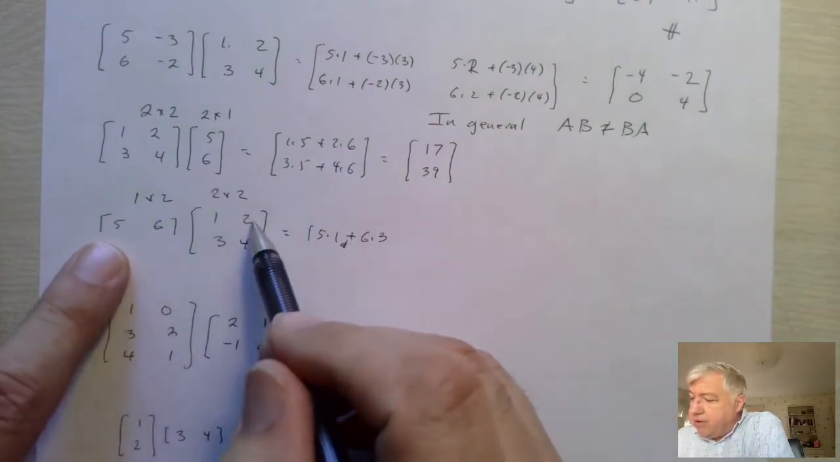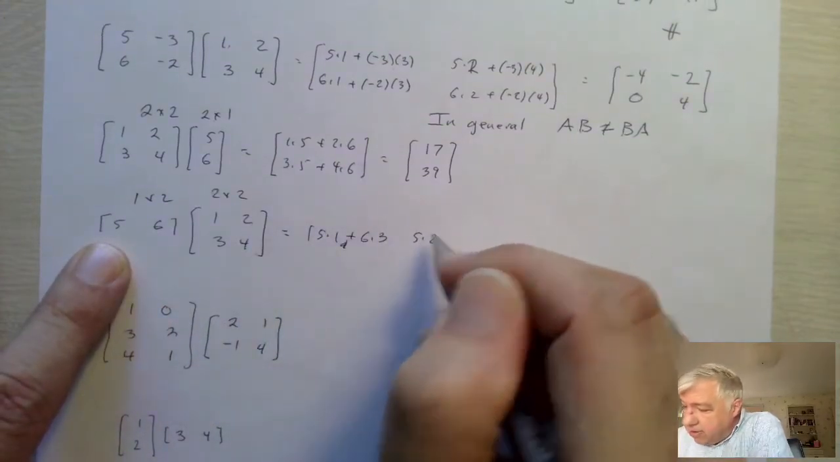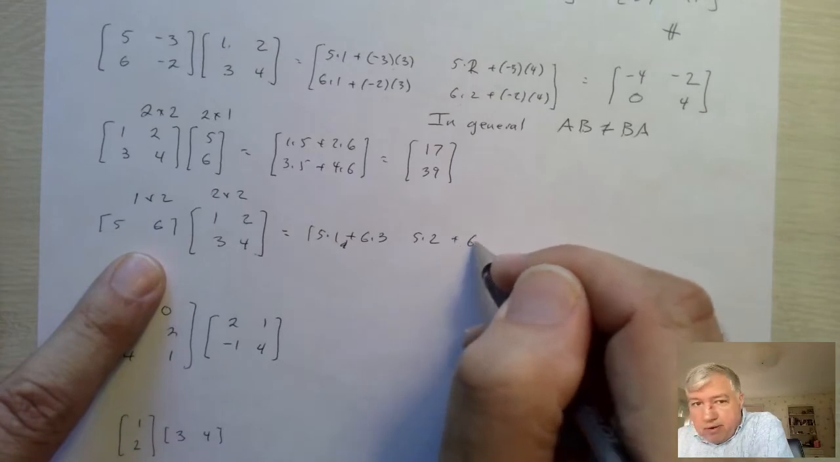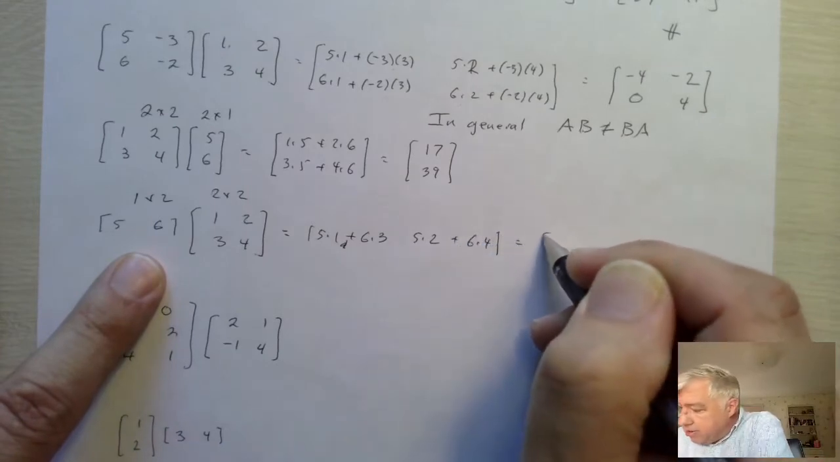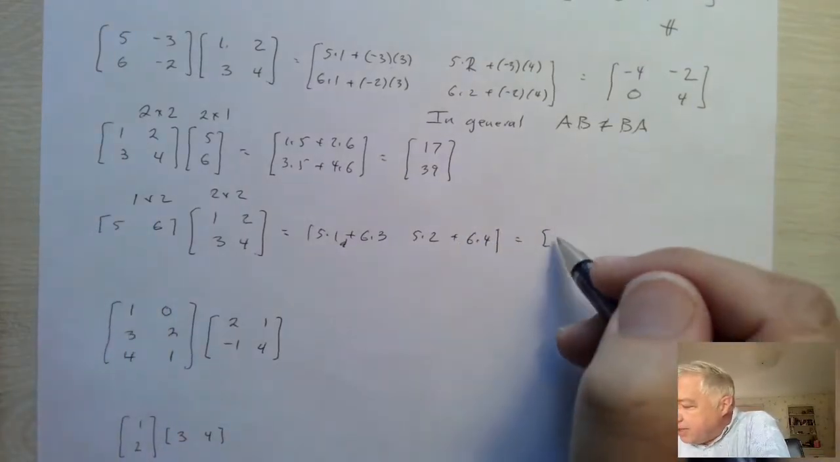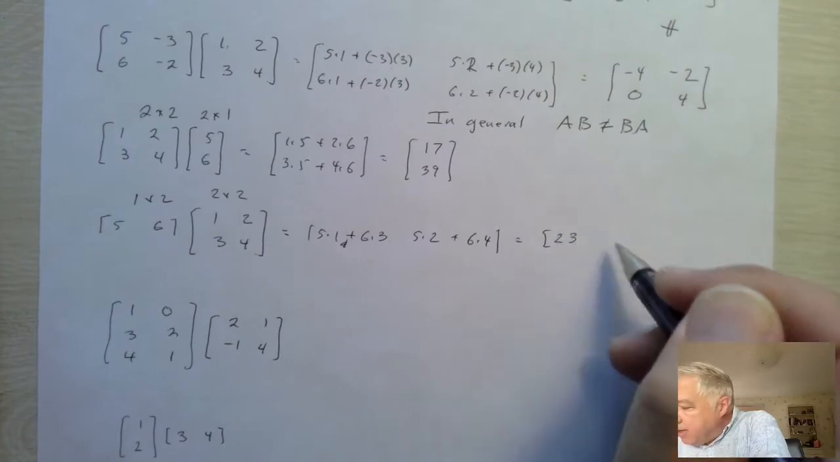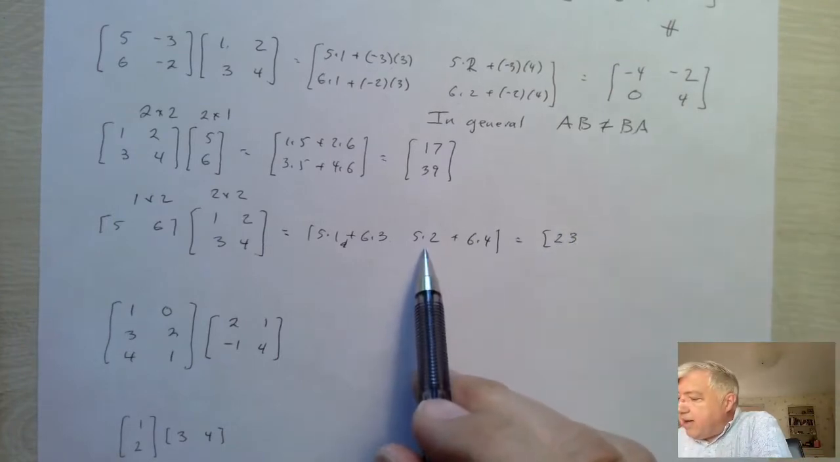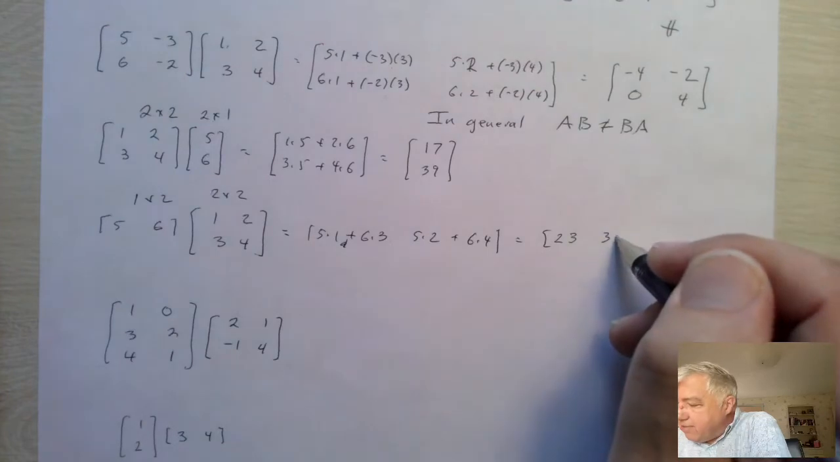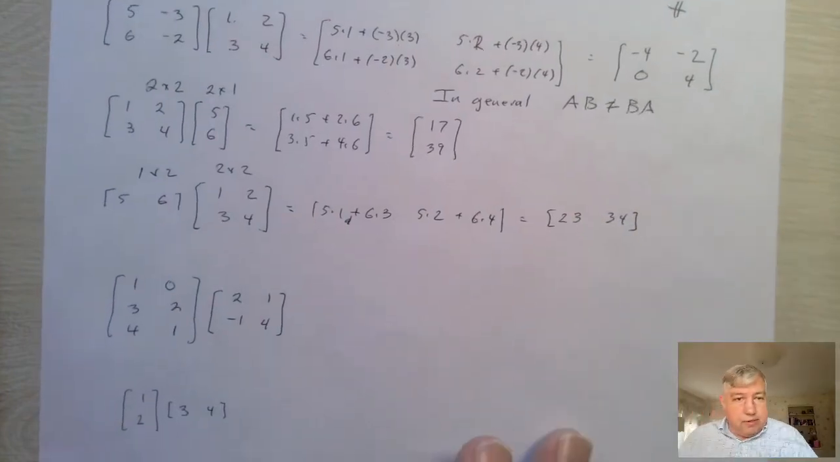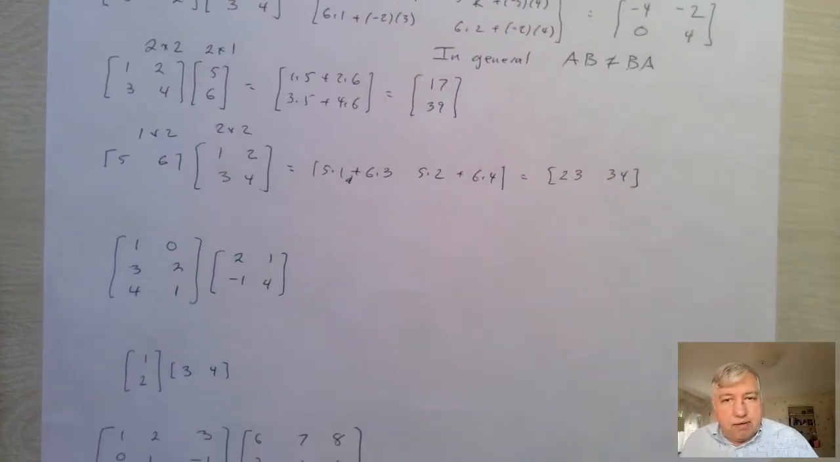And then the next entry will be 5 times 2 plus 6 times 4. So this is going to be 5 plus 18, that's 23. And then this will be 10 plus 24, that's 34, I think. Okay. So again, we'll have 1 row, 2 columns, and that's our result here.